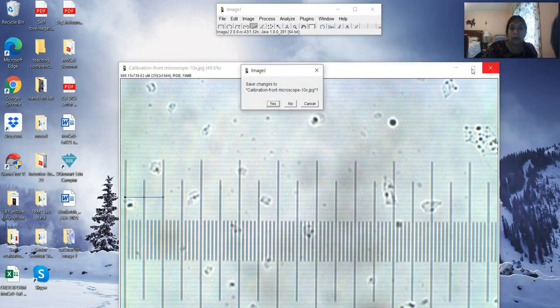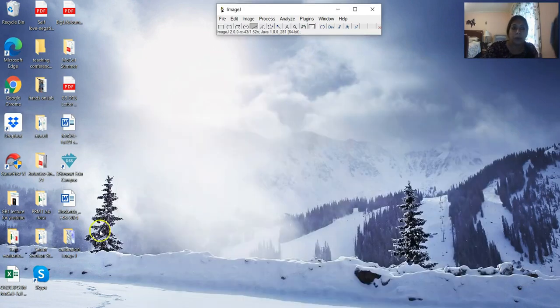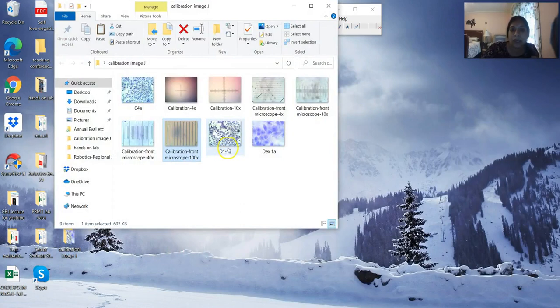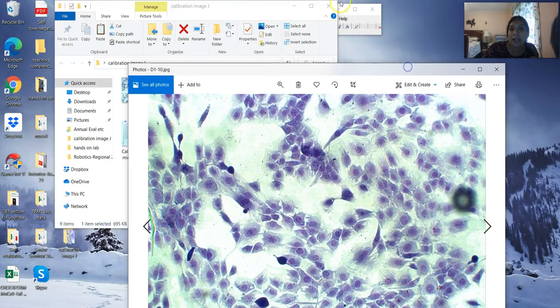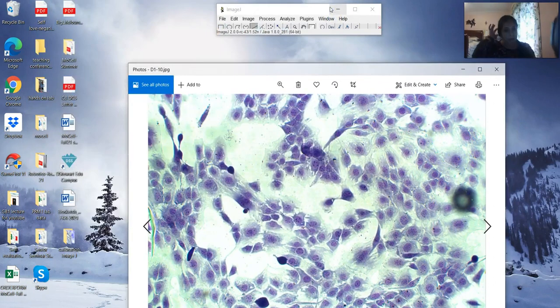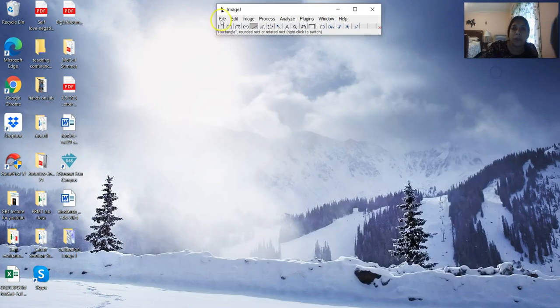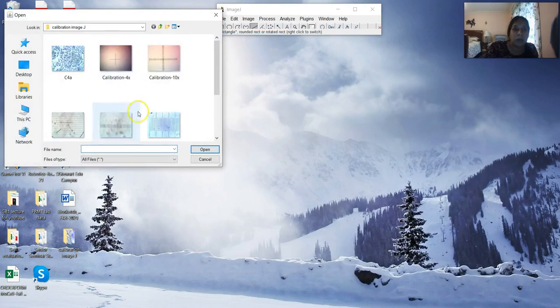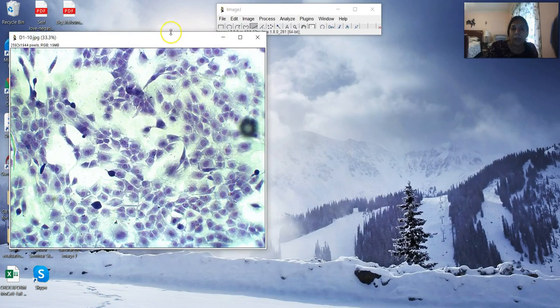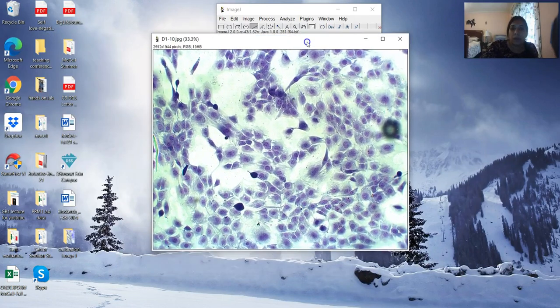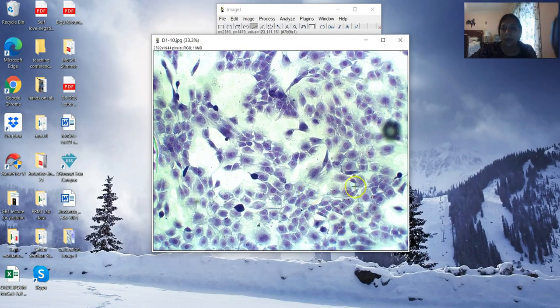And let's go ahead and now open one of the actual cell images. So I'm going to go ahead and open an image that was taken using the 10x objective lens. Here is our image, and we have some cells in here that we want to measure. Oops, I didn't open them in the right place. Open, and let's go to this one. There we go. So we have some cells in here that we can measure.